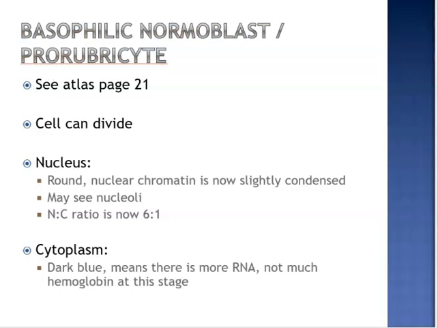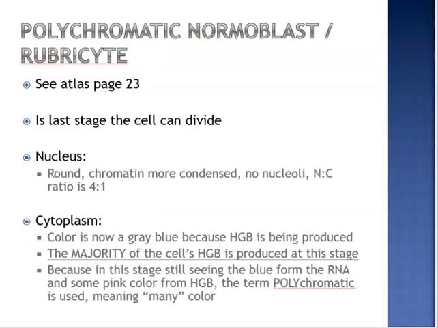Again, please make sure you're looking at your atlas to see images of each of these steps. The third step in the red blood cell maturation sequence would be the polychromatic normoblast, or you could say the rubricyte stage. The polychromatic normoblast is the third stage in the normoblastic naming system, and the rubricyte is the third step in the rubriblastic naming system. Check out page 23 in your atlas to see what this step looks like for the red blood cell. This is the last stage the cell can divide.